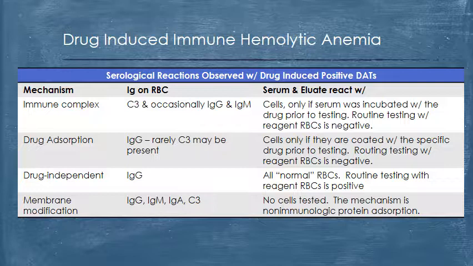And then there are certain cases where the drugs can modify various components of the red cell. In this case, again, you're not going to really test them. The mechanism is non-immunologic. In this case, it's a protein issue. So you can have any type of antibody and complement on the red cell because the membrane has been modified, so it technically has become a little bit foreign. Okay, so you're not going to find those foreign-looking cells in your reagent pool. So there's no way to test for membrane modification, but we know that it is a mechanism of drug-induced hemolytic anemia.